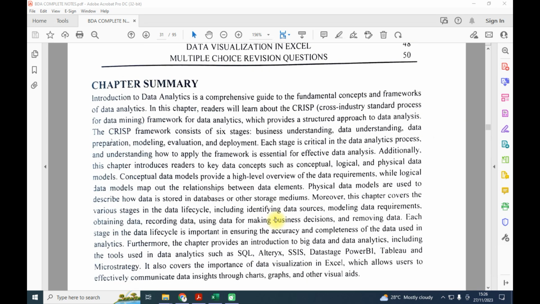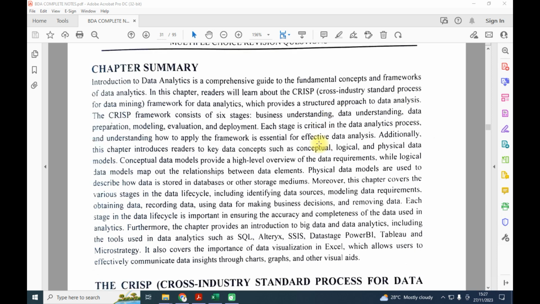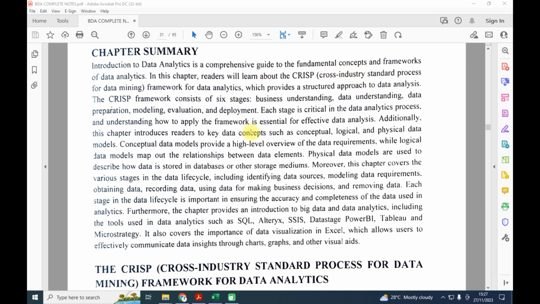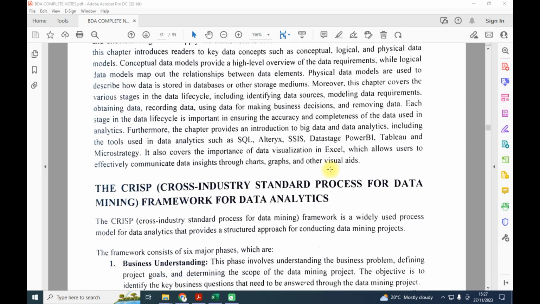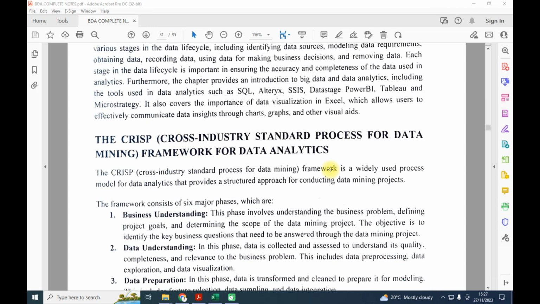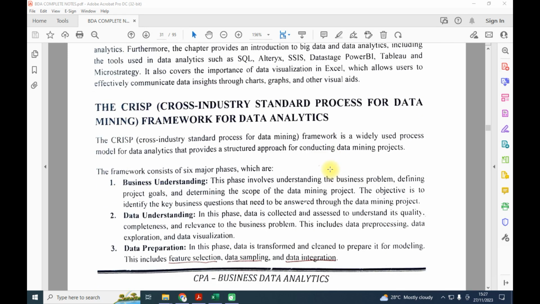Under the data analytics, the summary is a comprehensive guide to the fundamental concepts and framework of data analytics. In this chapter, readers will learn, so this is just the summary, introducing the chapters and what we are expecting to learn under this particular chapter. So we shall start with the cross-industry standard process for data mining.